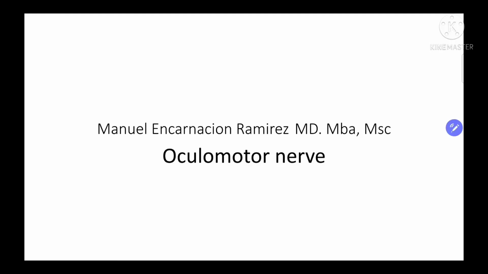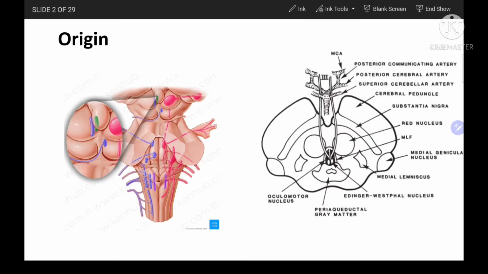Okay, today we're gonna talk about the oculomotor nerve, the cranial nerve number 3. So, before we talk about the origin of this nerve, we need to talk generally about this.